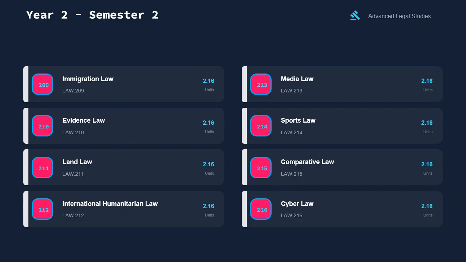Slide 7. Year 2, Semester 2, Advanced Legal Studies. Course, Law.213, Media Law. Foundations of Media Law, Free Speech, Regulation, and Responsibility. 1.1 Constitutional Protections, First Amendment and Beyond. Media law balances free expression with other interests.